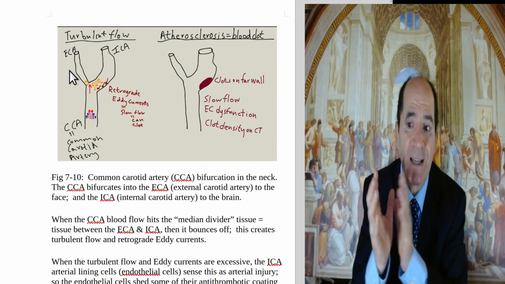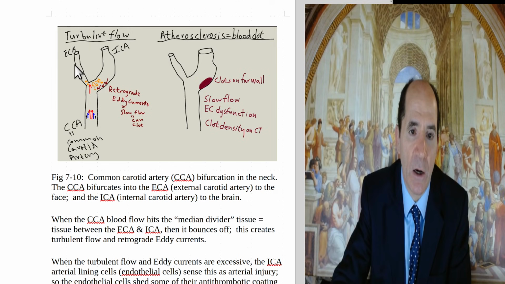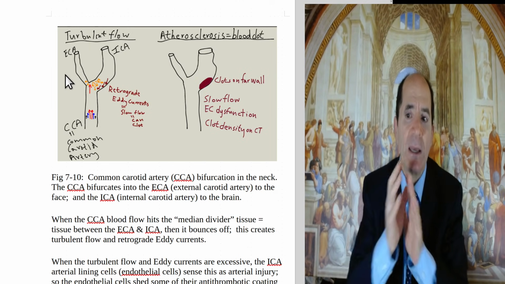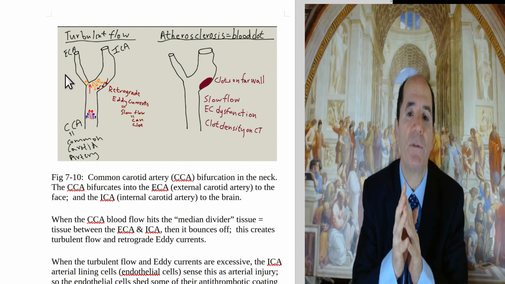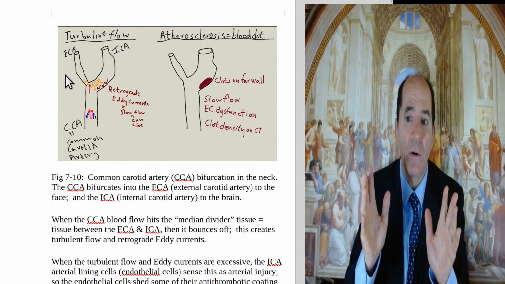when it's in excessive amounts, is sensed by the arterial lining cells of the internal carotid artery here on the wall far away from the median divider or the bifurcation. It'll sense that as abnormal, if there's too much turbulent flow, too much backwards flow. And it'll start to shed its antithrombotic glycocalyx.